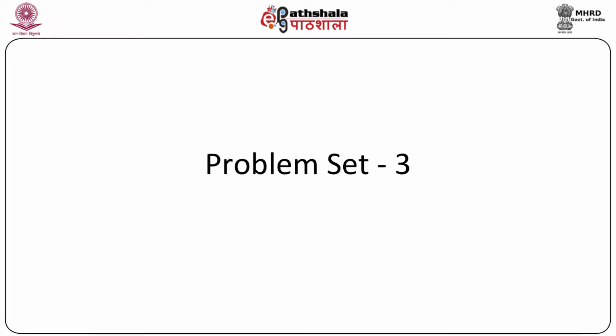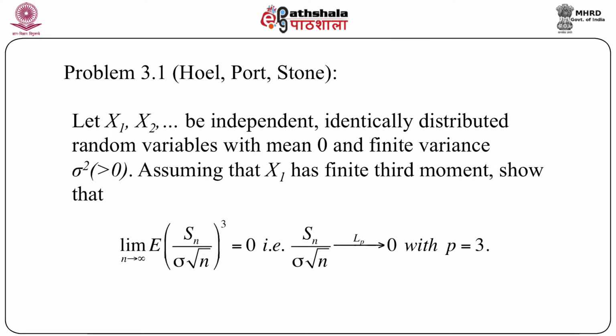Today we will discuss a few problems on mostly the law of large numbers, maybe central limit theorem and so on. Let's start with a very simple problem, but very interesting. This problem is due to Hoyle-Portstone, from the book by Hoyle-Portstone. So it says that suppose x1, x2 and so on are identically and independently distributed random variables with mean 0 and finite variance sigma squared. Sigma squared of course is greater than 0.